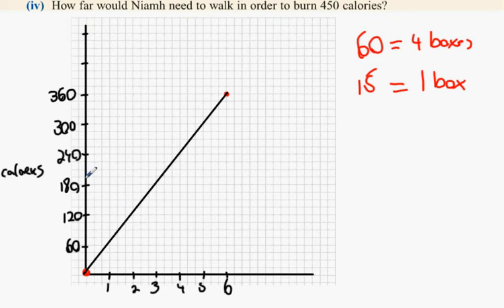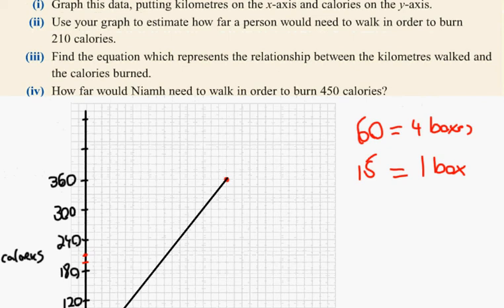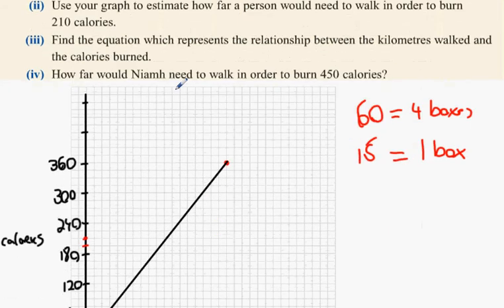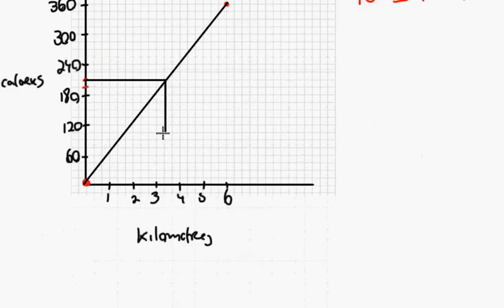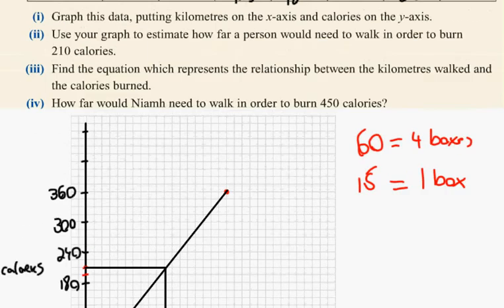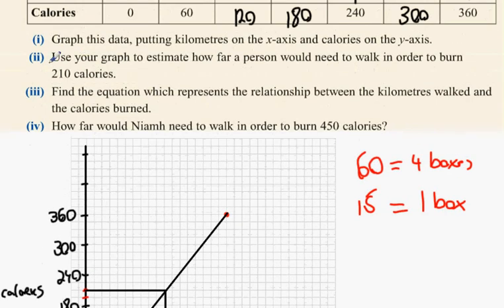So that means that's 195, and the next one is 210. 210 is what I'm looking for. It's halfway in between the two of them. So 210 across and down, and what do we get for that? Anyone tell me? I'm getting about 3.3, 3.4 kilometers. Is that right? So to burn 210 calories, and it says use my graph, it's going to be about 3.4 kilometers.